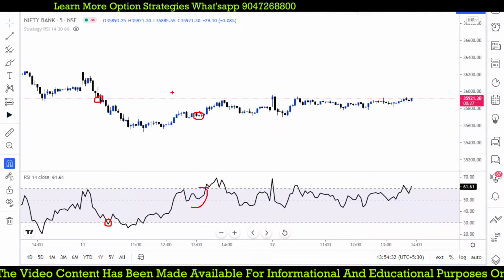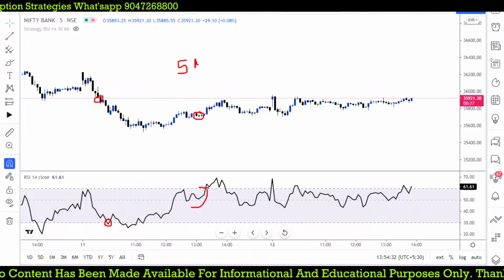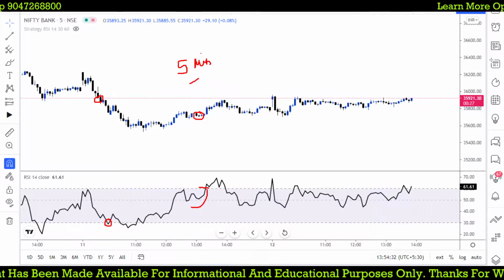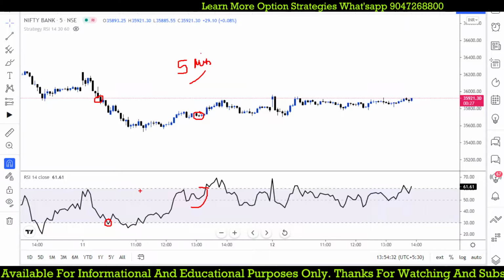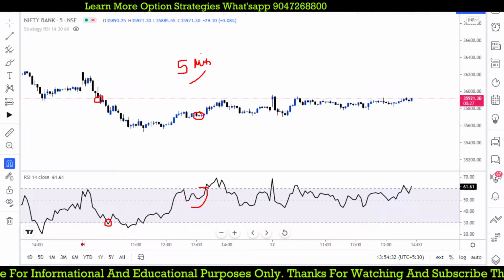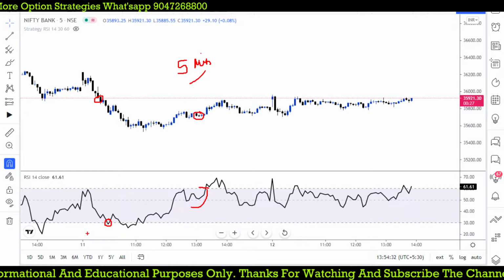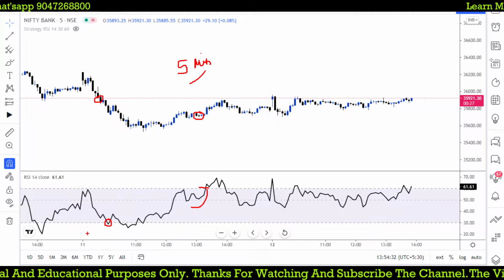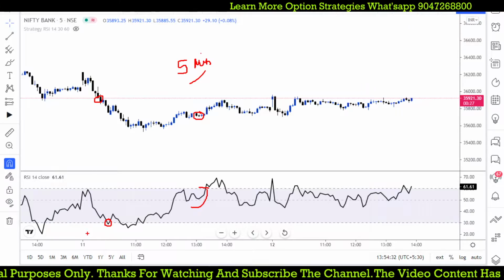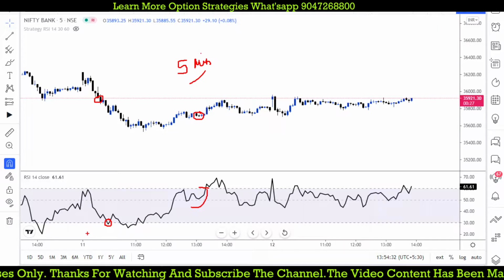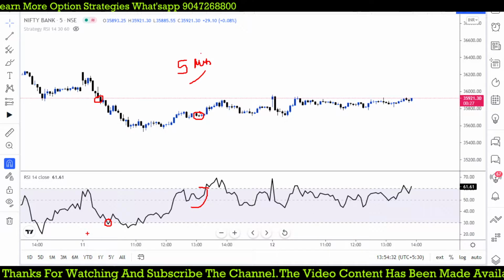I'm taking a 5 minute time frame, and I'm going to show how it works on Bank Nifty. The simple concept: when RSI crosses above 60, I'm going to buy. When RSI crosses below 30, I'm going to sell. This is not for intraday. I'm going to carry the position.